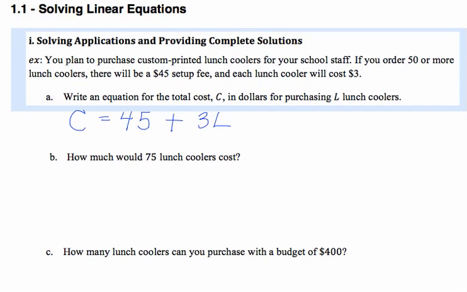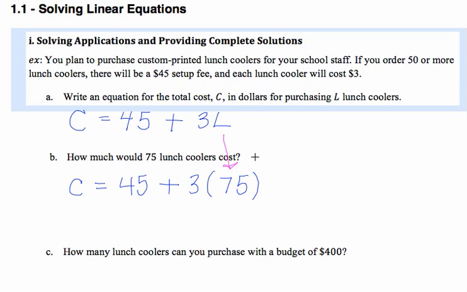We're going to use that equation to figure out how much 75 lunch coolers would cost. So the total cost for 75 lunch coolers, well, if we plug in 75 for L right here, plugging in 75 for L. Parentheses, by the way, mean multiplication when you put parentheses around two things. So this means 3 times 75.